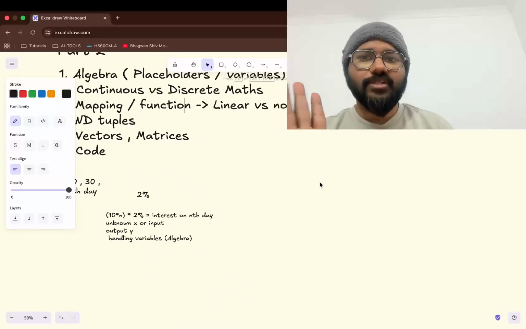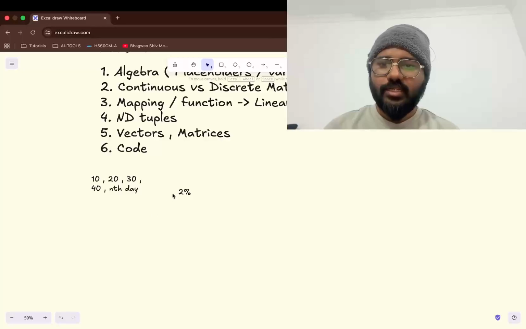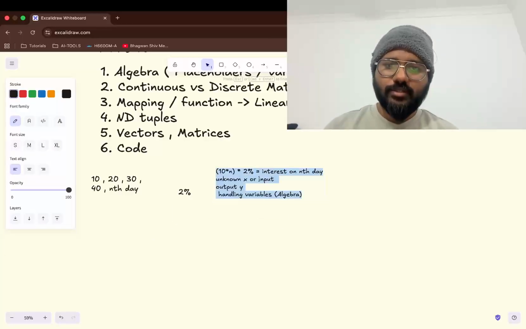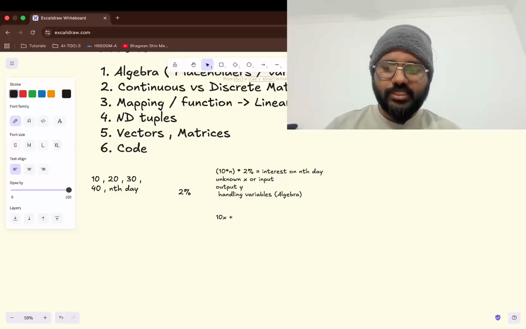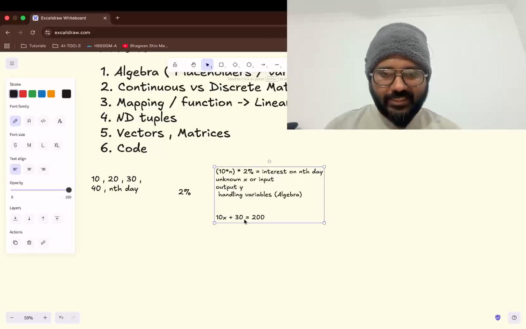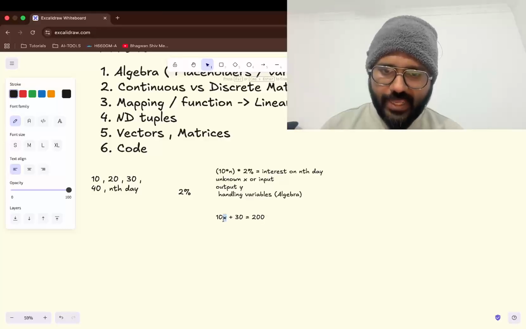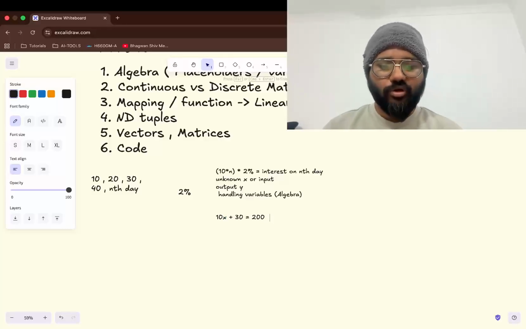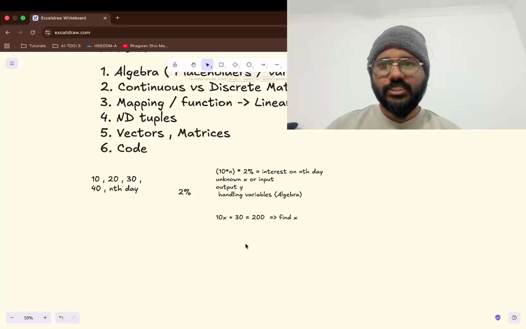Now that we have some idea, I'll also quickly give you another example. If I see a mathematical expression which says something like x is equal to, let's say, 200, this is related to algebra, where we are using a variable x, and here we can solve it and find the x value. Okay, so this is basically algebra.